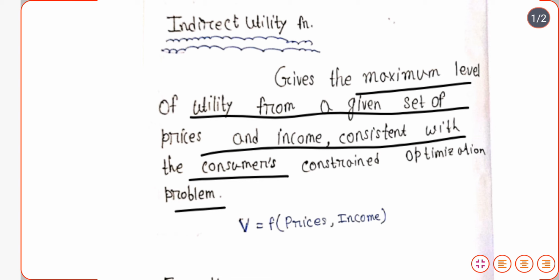That means obviously there will be prices of the products or commodities that I want to consume, and there will be my income. So from the prices of the commodities and income, the utility that I can get should be consistent with the constrained optimization problem. That means the spending should be within that income. So this is the indirect utility function, which is a function of prices and income, and it is written here beautifully.